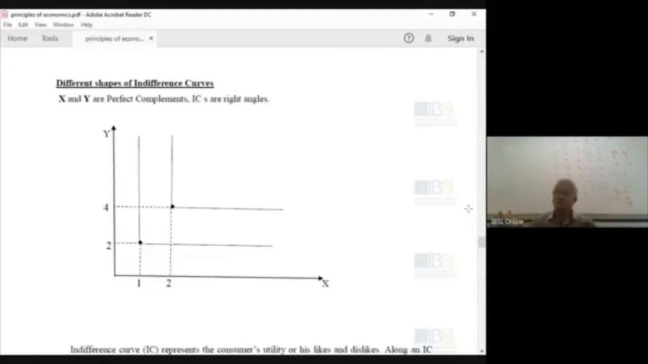Then gloves, the right glove and the left glove. 1 to 1, 1 to 1. There is no point otherwise. One right glove and three left gloves, no. Only 1 to 1. In that case, either 1 to 2 or 2 to 4, for example, the sugar and tea.